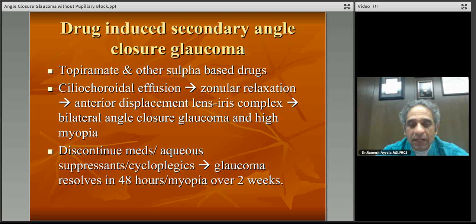If it does not resolve and the pressures continue to be too high, you may try argon laser peripheral iridoplasty to peel the iris away from the angle structures. As soon as you open the angle structures with iridoplasty, the pressure drops in a dramatic fashion.